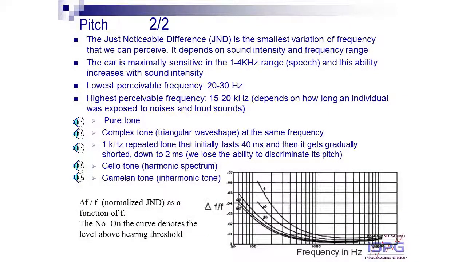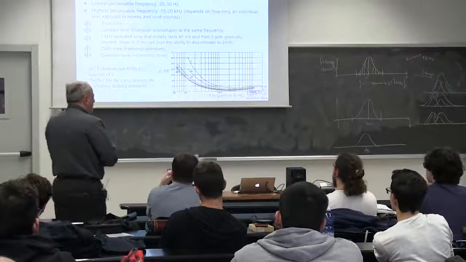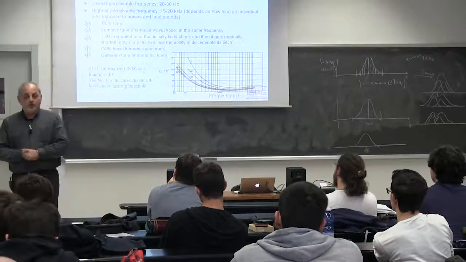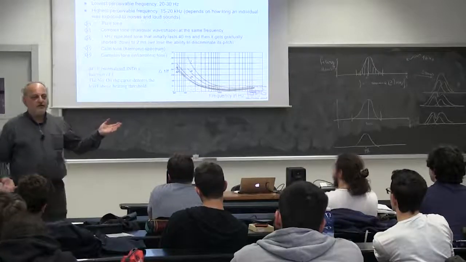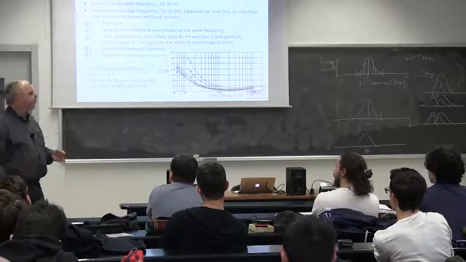So at the end, you will discover some very obvious things, that the lowest perceivable frequency is actually quite low, it's 20 to 30 hertz. The highest perceivable frequency is obviously between 15 and 20 kilohertz. We all know that. We also know that the ear is maximally sensitive to the frequency, to the pitch, in a very specific range, which is 1 to 2 kilohertz. Didn't I tell you that? I told you before that we are machines that are maximally tuned for interpersonal communication. That's pretty cool. And in fact, 1 to 4 kilohertz is exactly the range of the speech.